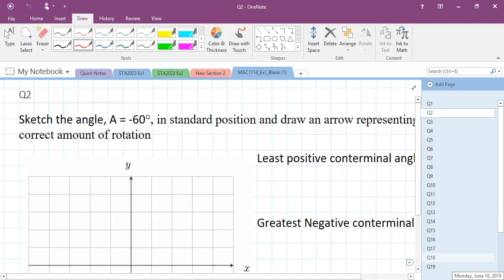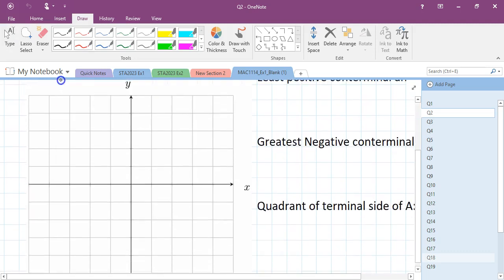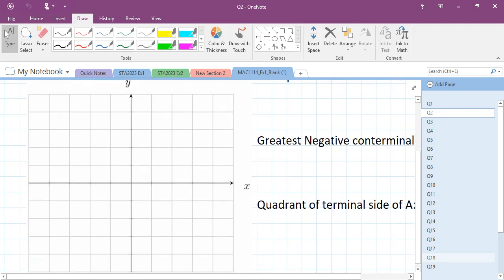This one says sketch the angle A equals -60 degrees in standard position and draw an arrow representing the correct amount of rotation. We don't have the multiple choice on here like you have, but remember that it's not hard to talk about standard position. What do you remember about standard position? Which side of the x-axis? The positive side of the x-axis. So we have our initial ray right here on the positive side of the x-axis, and then we have to sketch -60 degrees. For negative degrees, do we go clockwise or counterclockwise? We go clockwise, because for positive angles we go counterclockwise.